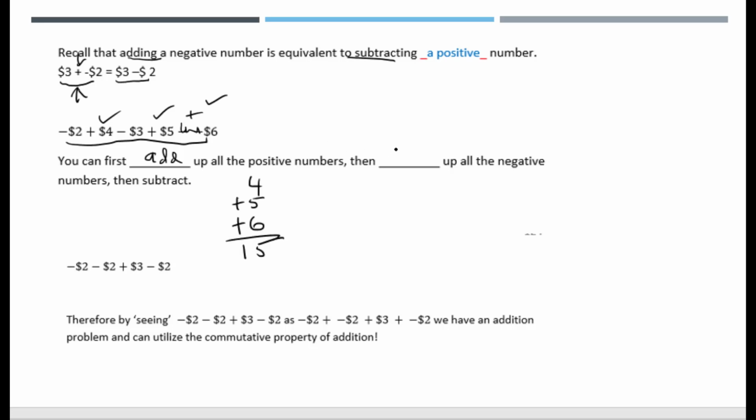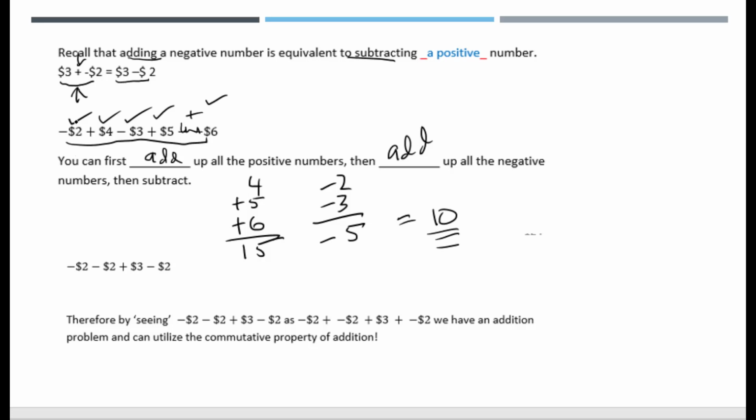And then you can add up all the negative numbers. Here I have a negative 2 and a negative 3, which would give me lose $2 and lose 3 more. I get a negative 5. And now finally I can put these together. So if you have 15 of something and you take 5 away, you have 10. So that would be the answer.